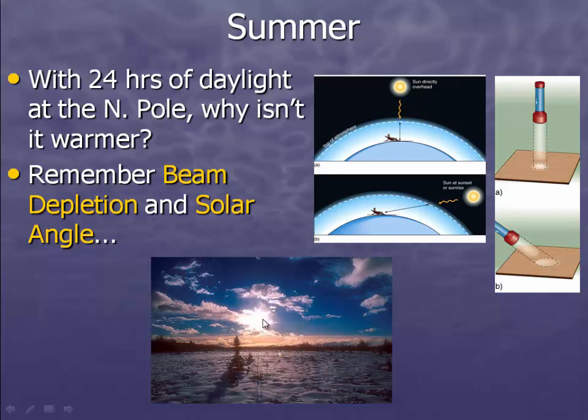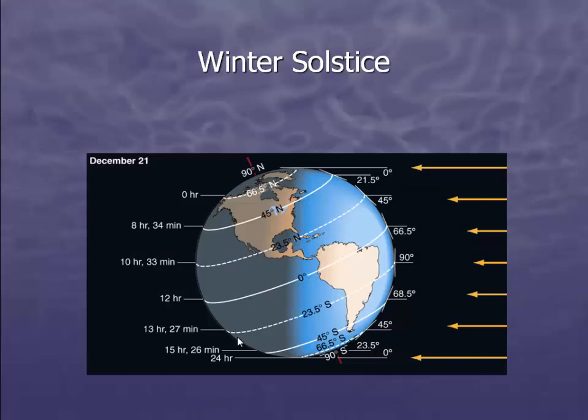So it's like it's sunrise or sunset all day long, and you can imagine that that beam is being spread over a very large area, and so the radiation, which is the energy coming in divided by the area, is much less. So you have a lot of beam spreading and beam depletion going on at the north and south poles during their respective summer times.